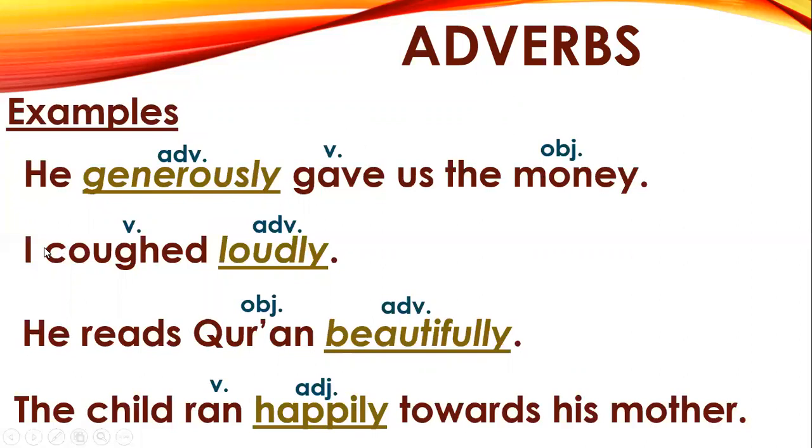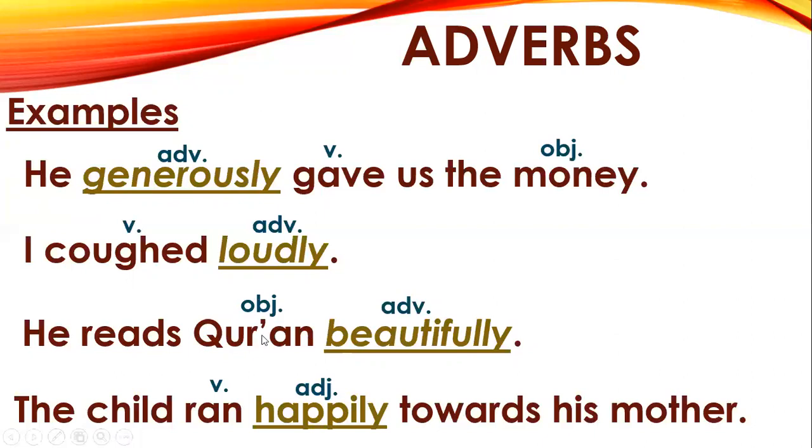Number two, I coughed loudly. This is coughing. In this sentence, there is no object. I have a main verb, so I put my adverb after the main verb. Number three, he reads Quran beautifully. Now, the word beautifully describes his reading. How does he read Quran? He reads Quran beautifully.